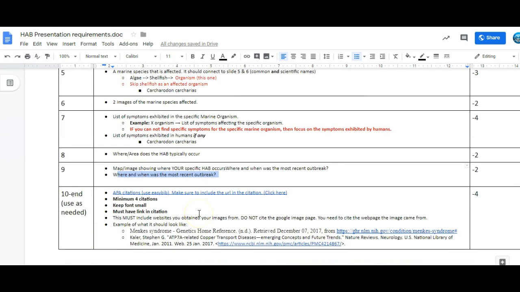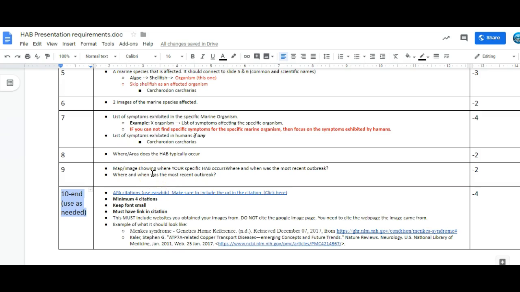As far as APA citations, you need a minimum of 4 citations. Keep the font relatively small. Right here it says you can use 10 to the n, number of slides. Doesn't really matter. If you want to use 1 slide for all your citations, that's fine. Keep the font small but legible. If you want to use 2, 3, 4, 5 slides for citations, go ahead. If you want to create a citation slide for each person, so 4 people, 4 citation slides, where everybody puts in their citations on a different slide, that's fine. I just need to know where you got your info from.